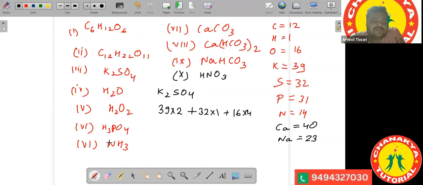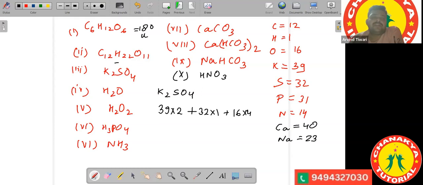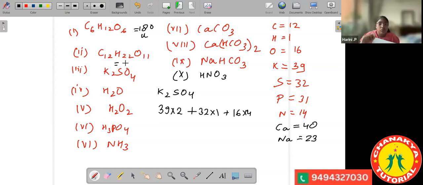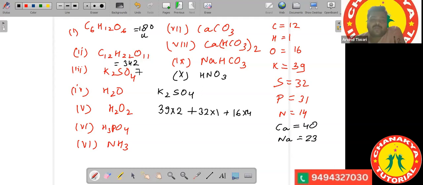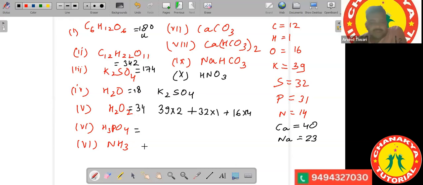Okay, so you can see here, I'm telling you the answers, or if you have them, just tell. C6H12O6, this is 180 atomic mass units. And C12H22O11? What is this mass? 342. For K2SO4? 174. For H2O, it is 18. For H2O2, it is 34. And for H3PO4? 88.